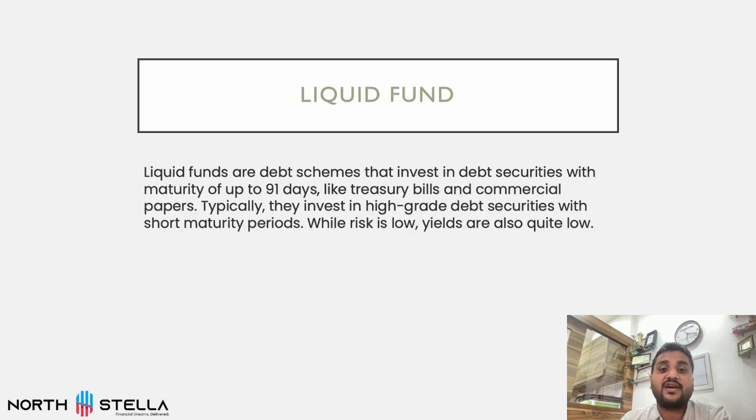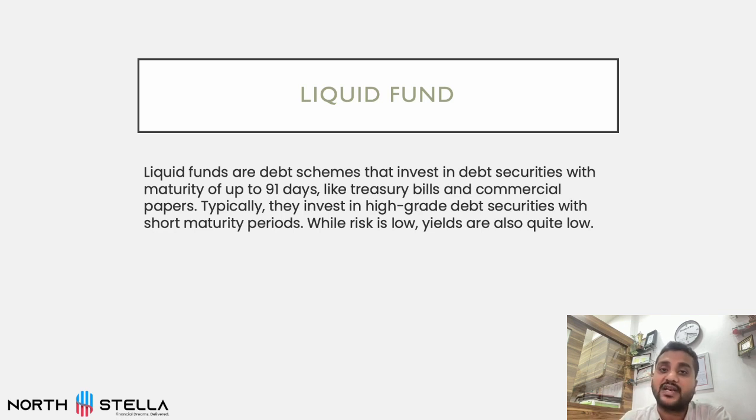Liquid funds are debt schemes that invest in debt securities with a maturity of up to 91 days. So if I am looking for an investment from 7 days to 91 days, I can look towards a liquid fund. This fund will invest in treasury bills and commercial papers, which are very high graded debt securities with a very short maturity. So the risk is very low and the yields are also low. So low risk, low returns.